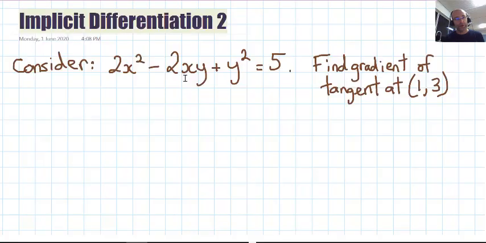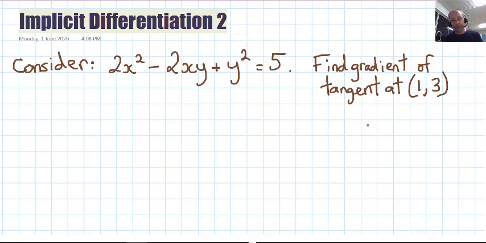This is our second video on implicit differentiation, and we're going to look at cases where we're applying implicit differentiation. And you can see I've written in an equation for which we have to find the gradient of the tangent to the curve at (1, 3).